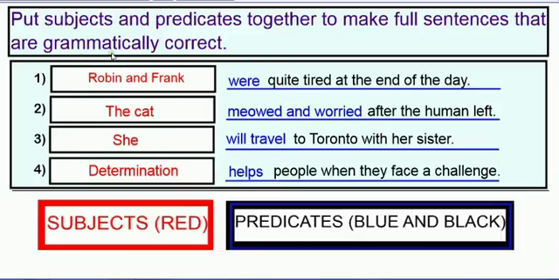Now, some of you might be wondering, is the subject always first? Does it always have to be first? No, it doesn't. I wanted to keep this video simple, so I didn't want to give you examples where the subjects of the sentences were in different places. So that's why I've put all the subjects first and all the predicates second for you in this video.